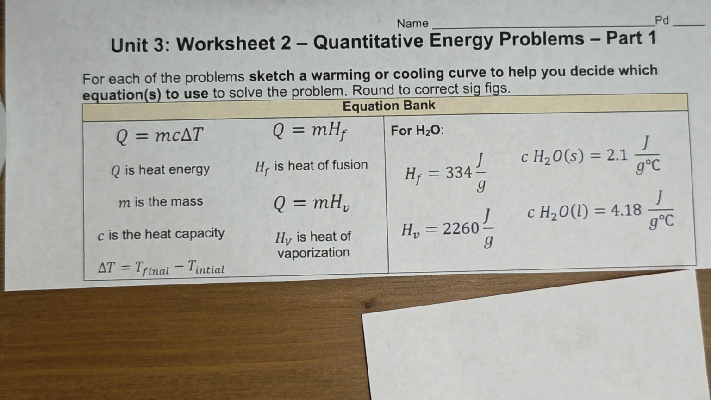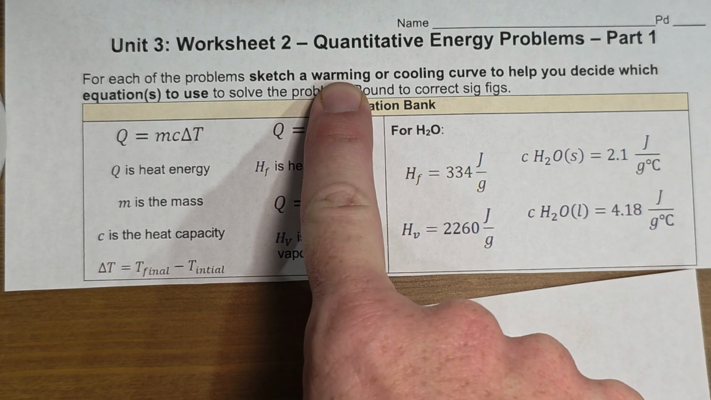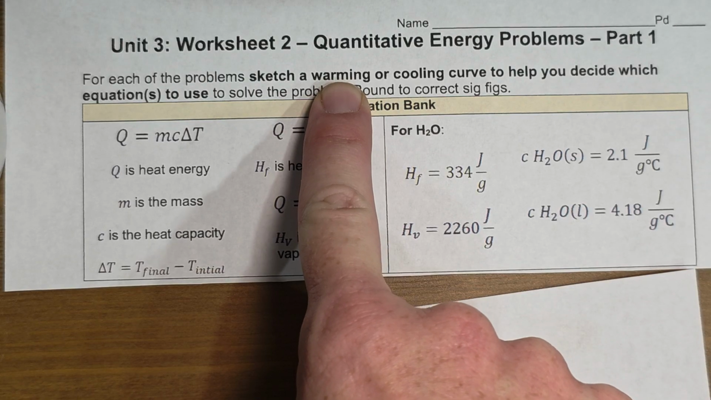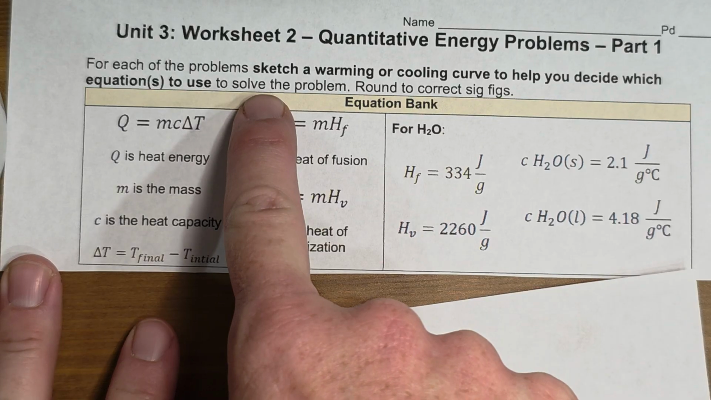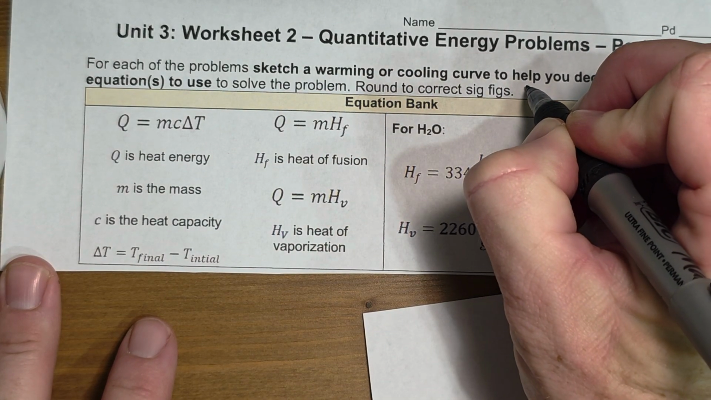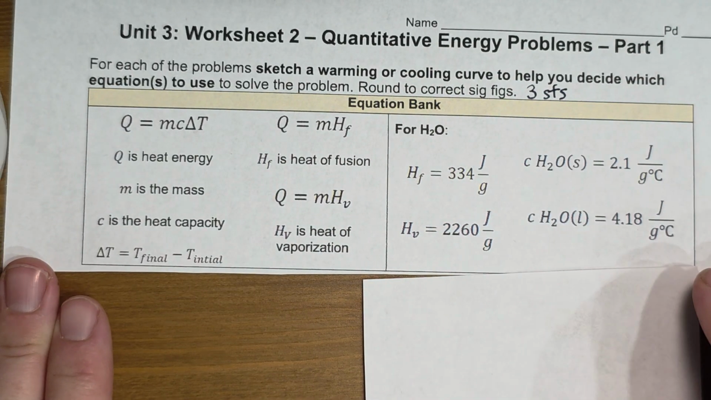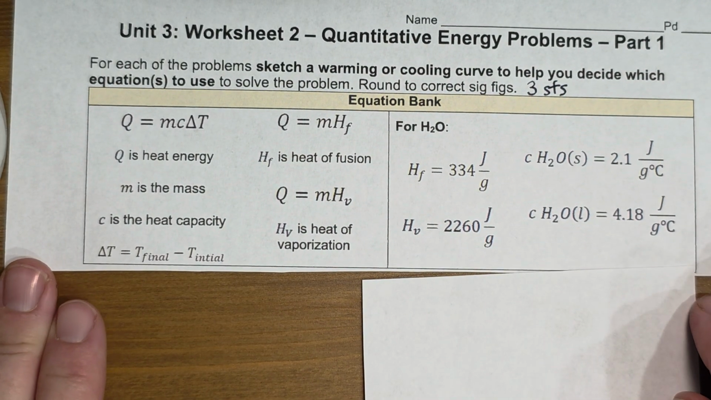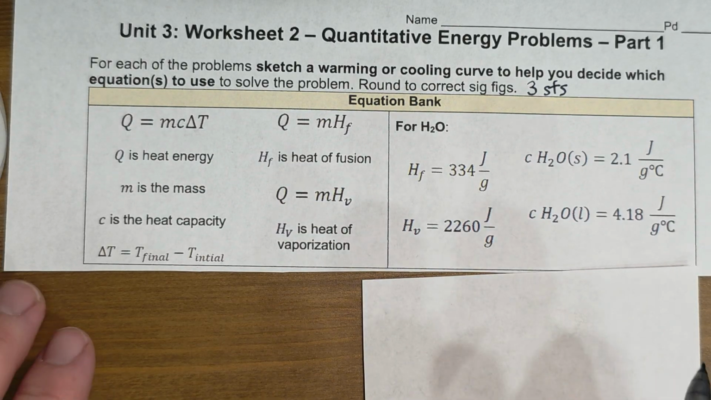Welcome to Worksheet 2, Quantitative Energy Problems Part 1. For each of the problems, we're going to sketch a warming or cooling curve, in other words, a temperature time graph, to help us decide which equations to use to solve the problem, and then we're going to round to the correct sig figs. I want you to write 3 sig figs. Okay? 3 sig figs. Now, what do I mean about which equation or equations to use?